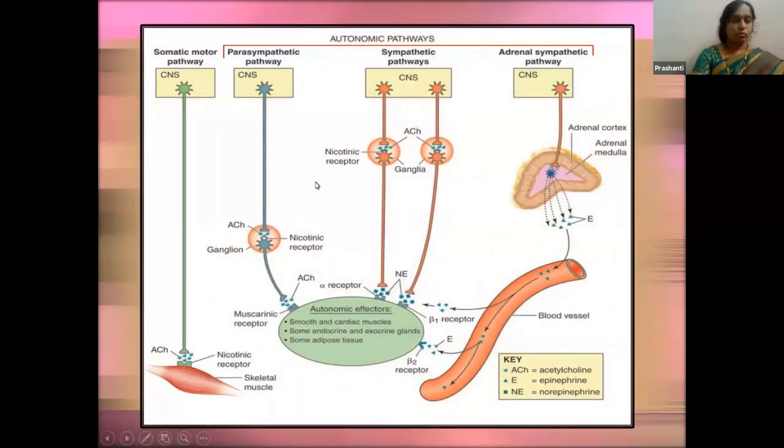Sympathetic pathway. When we see the sympathetic pathway, children, the preganglionic nerves are very short. Here is a synapse, children, with the postganglionic neurons. Whereas in the parasympathetic pathway, the preganglionic nerve fiber is very long. It synapses with the postganglionic neuron, and the postganglionic fiber is very short.